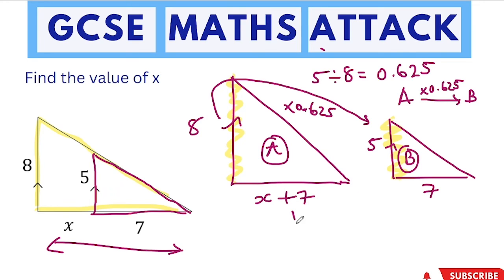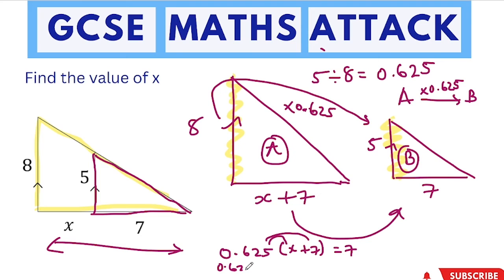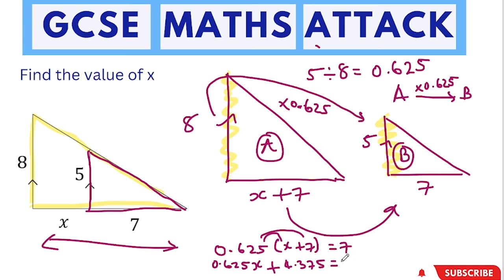Okay, so I'll work out the length of x. So I know that if I do 0.625 times x plus 7, that should give me 7 centimeters. Now I need to solve this equation. So the first thing I'm going to do is expand the bracket, and that's going to give me 0.625x plus 4.375 equals 7. I'm going to subtract 4.375.